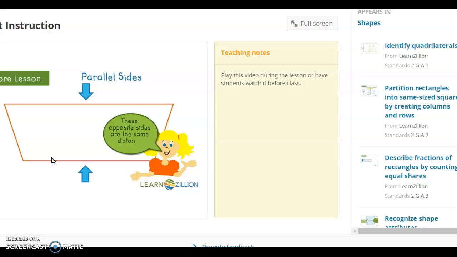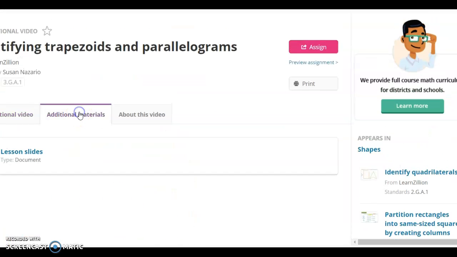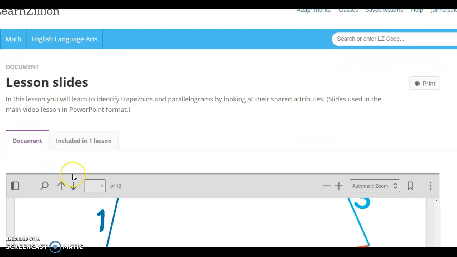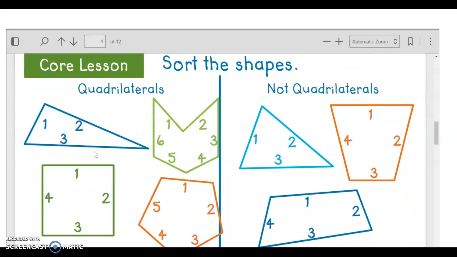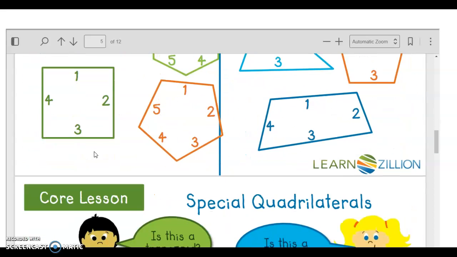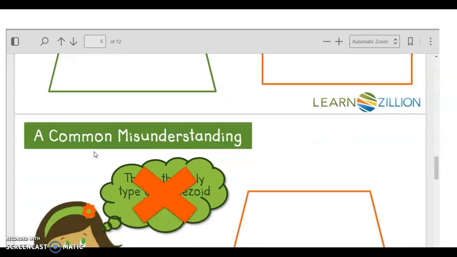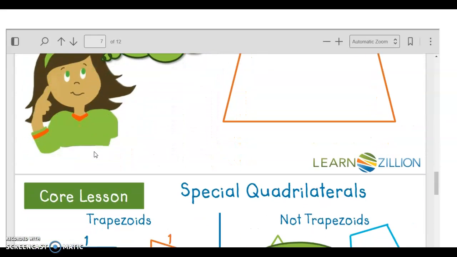Again, at the end of the lesson, it tells the students what they have learned to identify trapezoids and parallelograms by looking at their attributes. With all of the videos, there is also an additional materials tab here, and that just gives you access to the lesson slides. So these are just the videos broken down into slides. So I could look at this with my students. I could maybe even print this off for my students.